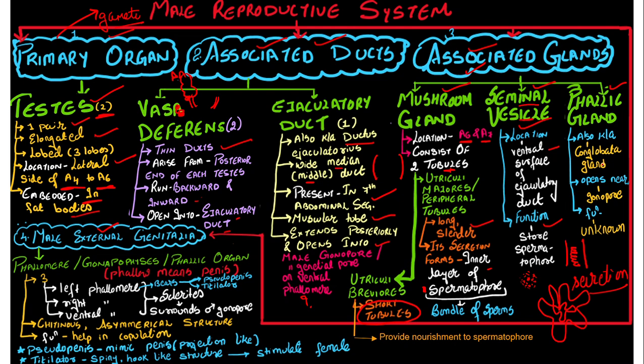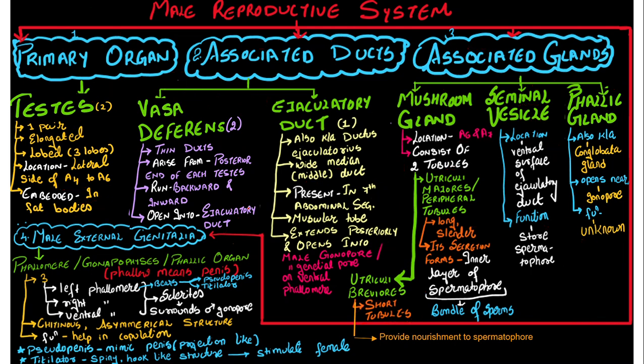Phallic gland, it is also called as conglobate gland. It opens near the gonopore. Now see, if we draw this, this one is your ejaculatory duct, and on the ventral side your seminal vesicle is present. Then at A6 to A7, the mushroom gland is present. Near the gonopore, you have the gland which we call the phallic gland. Its function is unknown, but just now I told you the outermost layer of the spermatophore is formed by the phallic gland, right?